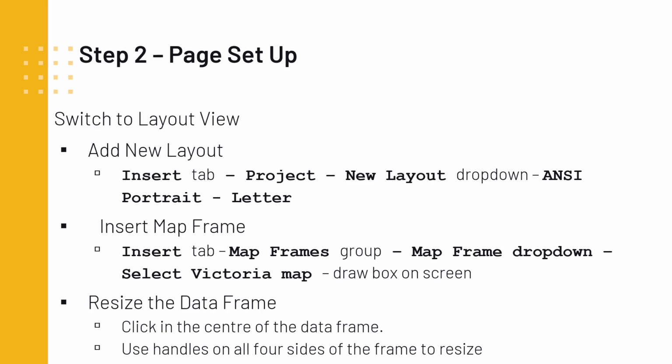Next, we need to insert our map frame. Again, go to the Insert tab at the top, in the Map Frames group, click on the Map Frame drop-down, and select the Victoria map. Then draw a box on your screen where you'd like to see your map. You can then resize the data frame by selecting on your map and using the handles to adjust accordingly.